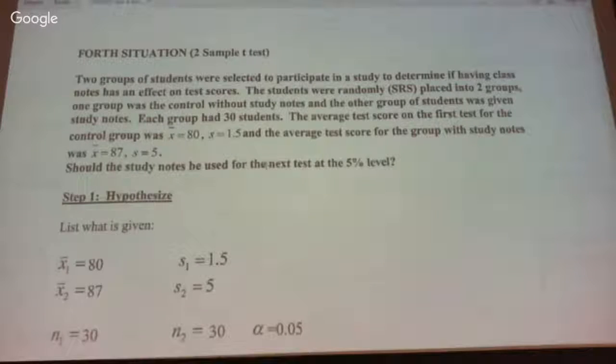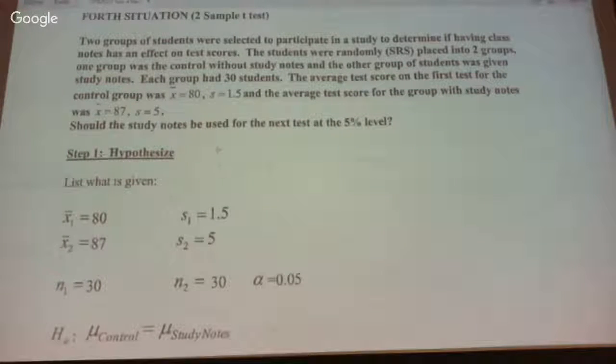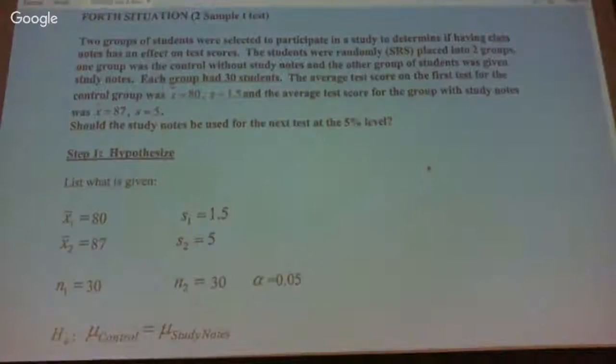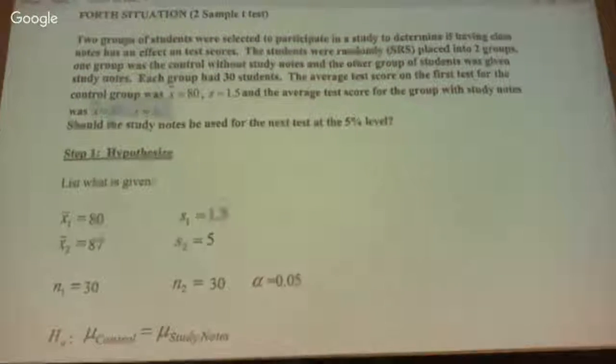So here, we have 2 groups of students that were selected in the study to participate. One group is the control group. They both have 30 students. They don't have to be the same. The control group didn't get any notes. They got an 80 with a standard deviation of 1.5. The group that got to use study notes got an 87.